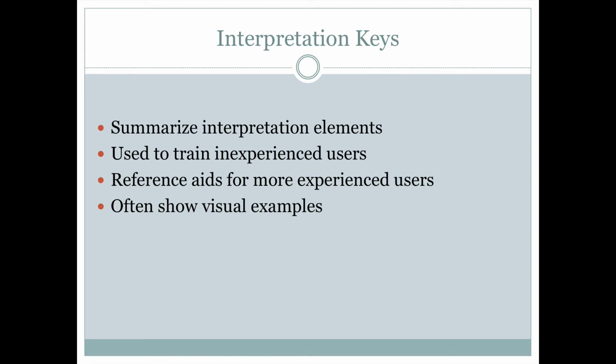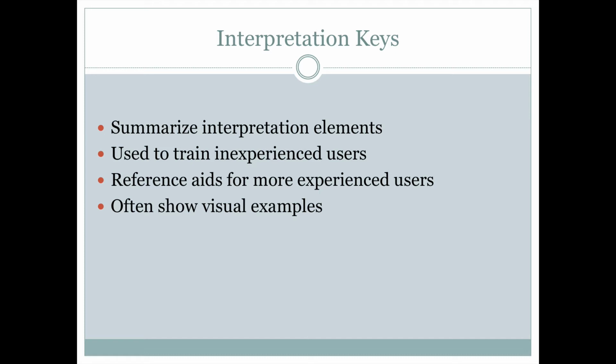Sometimes when people interpret aerial photographs or satellite imagery, they use something called interpretation keys. And interpretation keys are an attempt to summarize all of those interpretation elements, such as tone and texture and size and shape and shadow and all of those things. They basically have two basic uses.